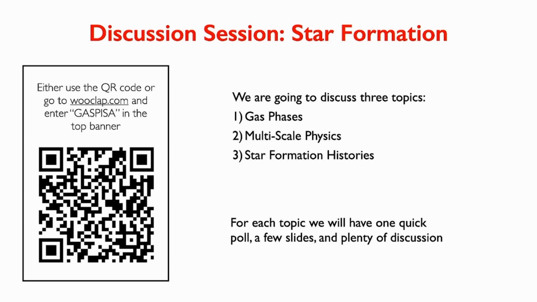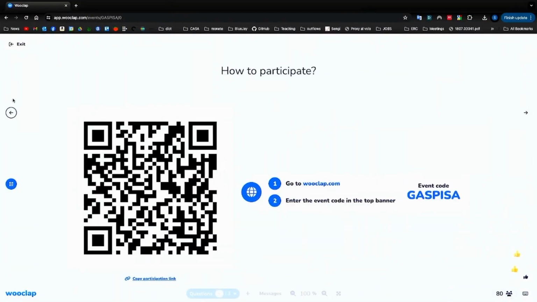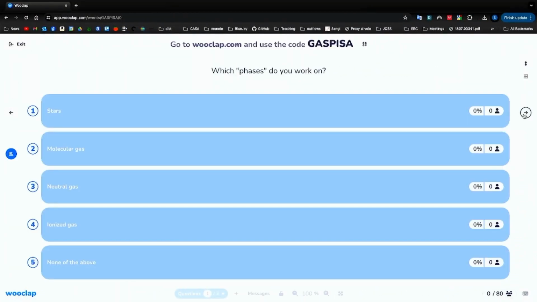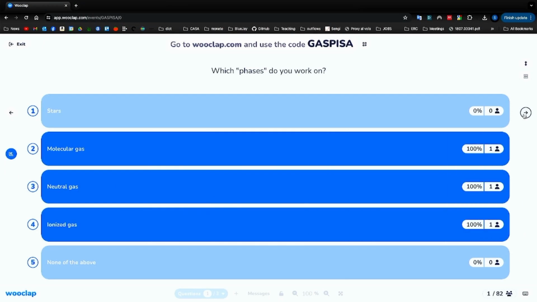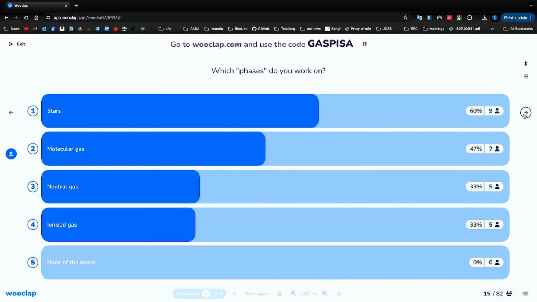So if we are ready with this, we can start with the first topic, which is gas phases. We've heard a bit yesterday about how important it is to consider different gas phases. All right, so our first question is, which phases do you work on? You can pick more than one option. Stars, for the purpose of this question, are one of the gas phases. There's also none of the above if you are a theorist who only works with black holes or something.